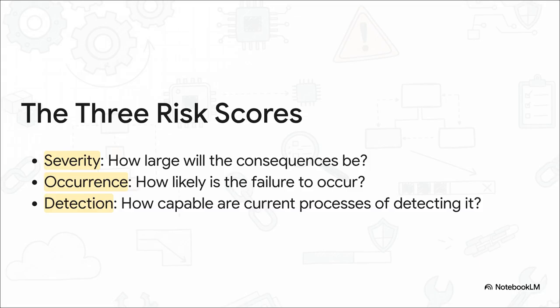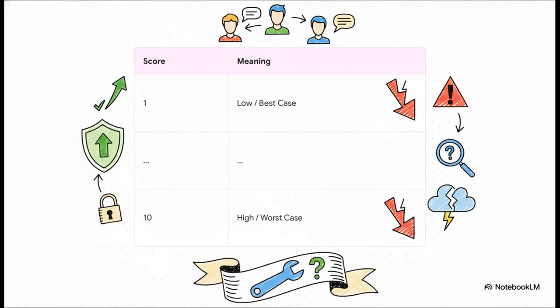First, severity. If this actually happens, how bad is it going to be? Second, occurrence. How likely is it to happen in the first place? And third, detection. How good are we at catching it before it gets to the customer? Each of those 3 things, severity, occurrence, and detection, gets a score, usually on a simple scale from 1 to 10. A 1 is the best you can hope for, low impact, super rare, or super easy to catch.